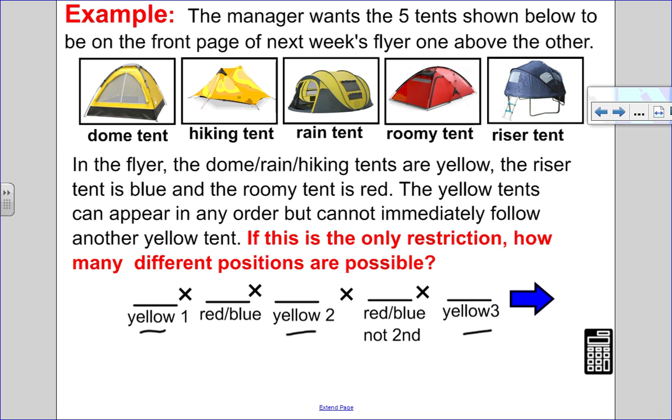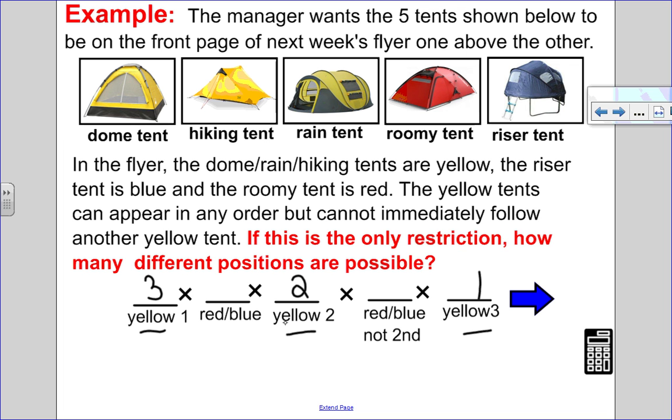So for my first yellow tent, there are 3 tents, so I can choose from any 3 of them. Let's just focus on the yellow first. So I choose that yellow tent. For the second yellow tent, I have 2 choices. And for the third yellow tent, I only have 1 choice. So now that I've done the yellows, let's go back and look what goes in between.